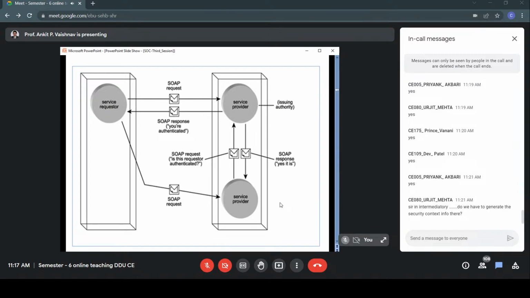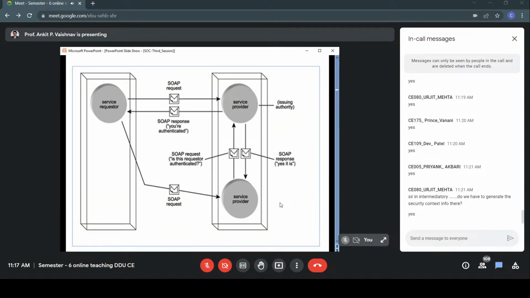In intermediary, do we have to generate the security context info there? No, actually, because if intermediary is supposed to do that, then the logic of intermediary would get violated. So I suggest you should not do that, right? Because SOA says that we want autonomy for the service, and intermediary services are always reusable in one sense. Yes, like load balancer. We have seen that, right?